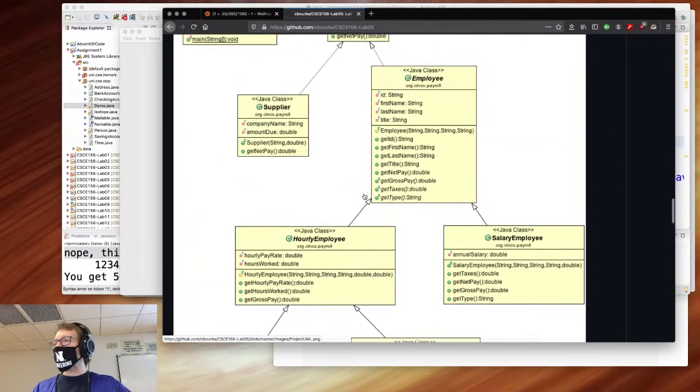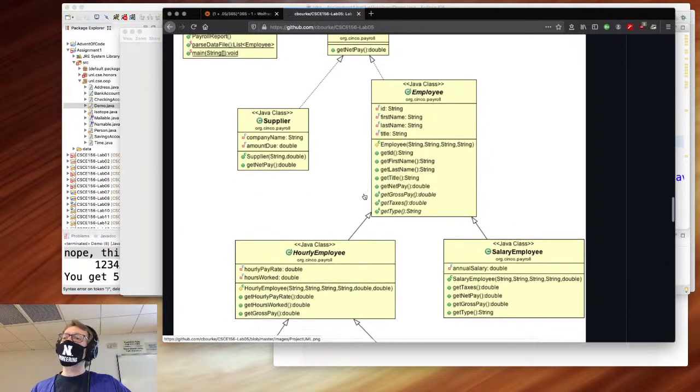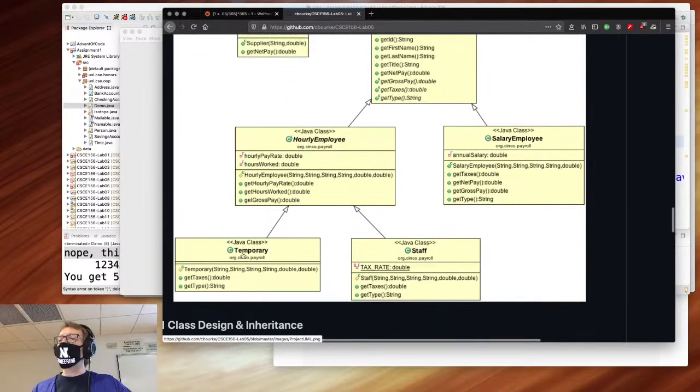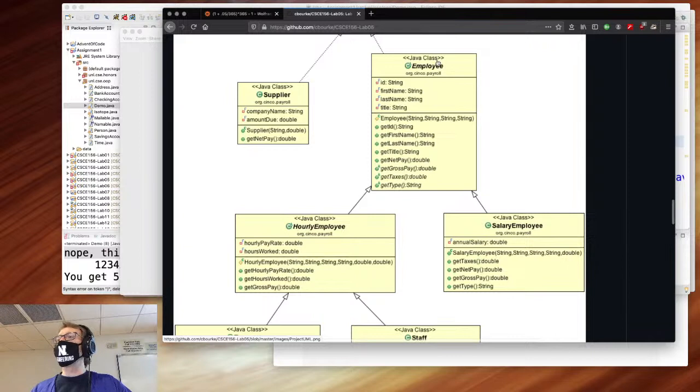But this one, we're giving you the UML diagram. This is a Unified Modeling Language diagram. And you can see the inheritance here, that a temporary employee extends hourly employee. Hourly employee extends employee, which is abstract. Right?